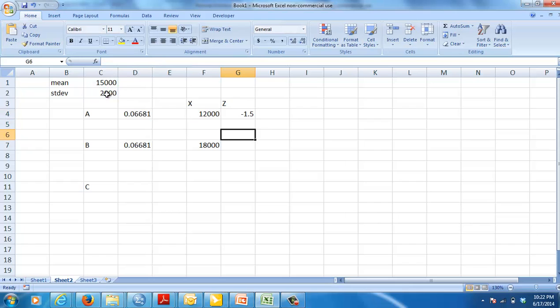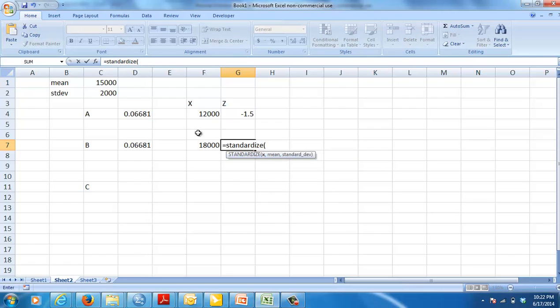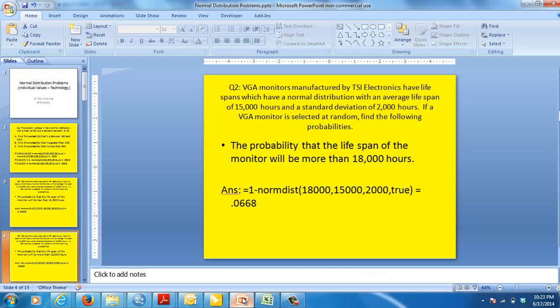Negative 1.5. And if I did the same thing here, value, mean, standard deviation, enter, positive 1.5. And remember, with the normal distribution, the area that's less than a negative z is the same area that's greater than a positive z. So that's not surprising that we got the same answer.